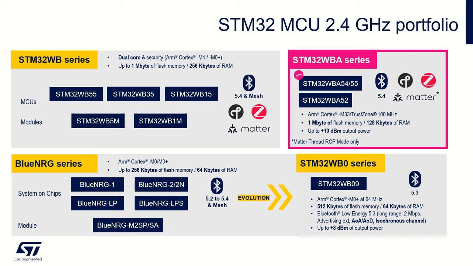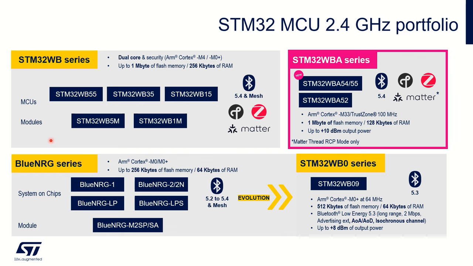Now we can have a look at the 2.4 GHz microcontroller SoCs. The portfolio is split in terms of different product series. On the bottom, you can notice the BlueNRG product series with different products based on Cortex M0, up to 256 KB flash, 64 KB SRAM, addressing BLE 5, 5.2 up to 5.4. Now we are releasing the extension, the latest generation of BlueNRG that we call the WB09 series, with more embedded memories, up to 512 KB flash and 64 KB RAM. This product is available right now.